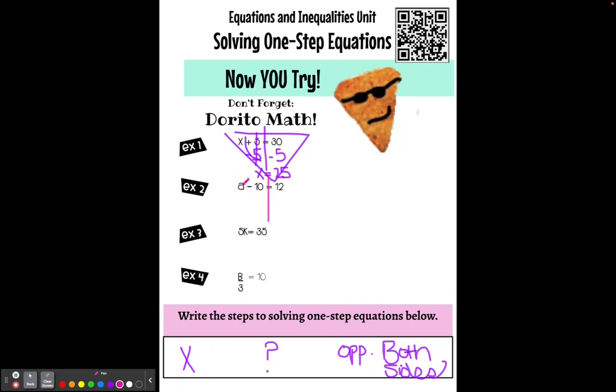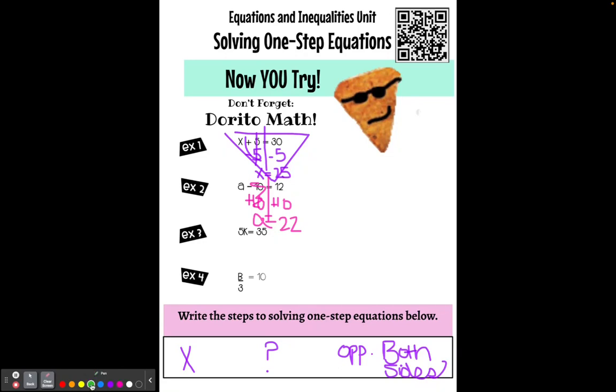My variable is A. What's being done to A? I'm subtracting 10. What's the opposite of subtracting 10? Adding 10. And whatever you do to one side, you have to do to both sides, right? So I'm going to add 10 to this side. And the whole purpose of that is because it cancels out on this side and leaves me with my variable isolated. And all I have to do is solve the other side, which is 22. It's just really hard to see.